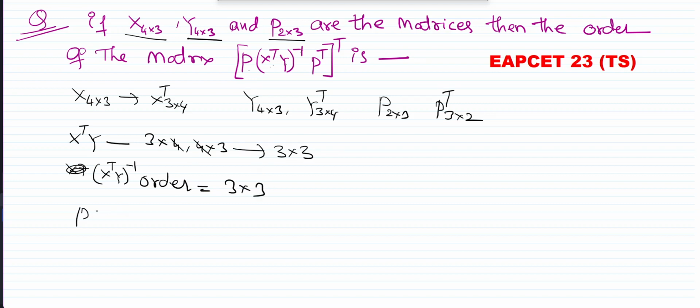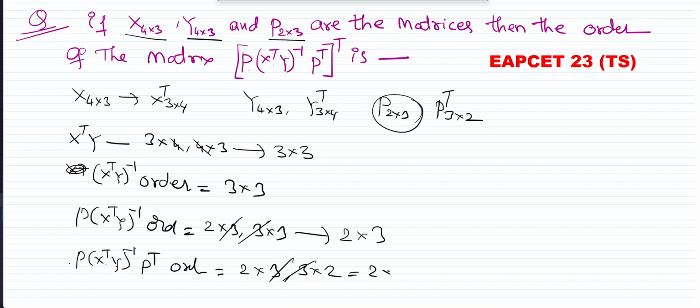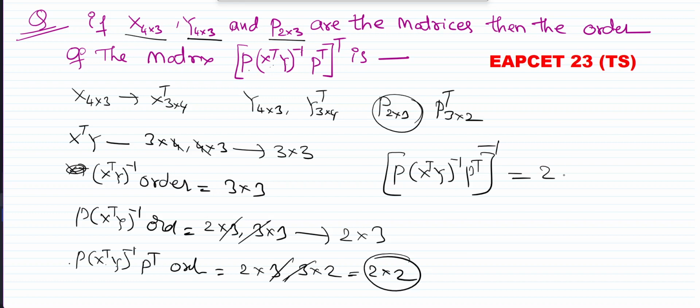Now find the order of P into (X transpose Y) whole to the power of minus 1. P order is 2 by 3, and this is 3 by 3, so the order of this, after cancelling, is 2 by 3. And for P into (X transpose Y) whole power minus 1, the order is 2 by 3 and P transpose order is 3 by 2, so this is equal to 2 by 2. And find the inverse of this, P into (X transpose Y) whole power minus 1, P transpose, whole to the power of minus 1. The order for this is also 2 by 2. This is the order of that matrix.